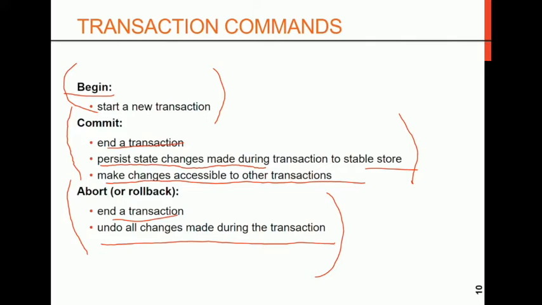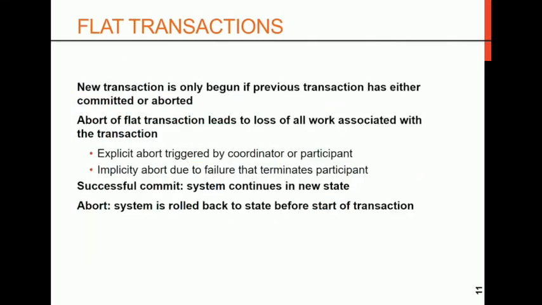So there are various types of transactions that you can have, the most basic of which is something called a flat transaction. So that's a very basic transaction. There's no layers to it. It's just a single transaction with multiple tasks to it. And one transaction follows the other. Okay, so there's no nesting happening. So a new transaction only begins if a previous transaction has either committed or aborted. So it's as simple as that.